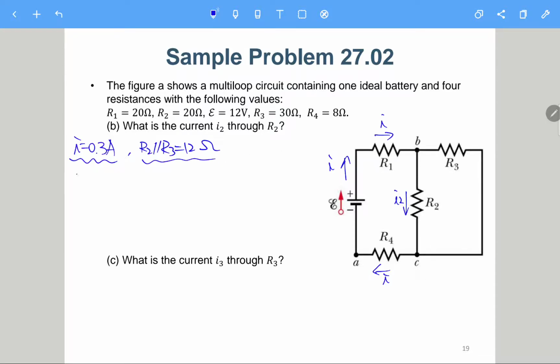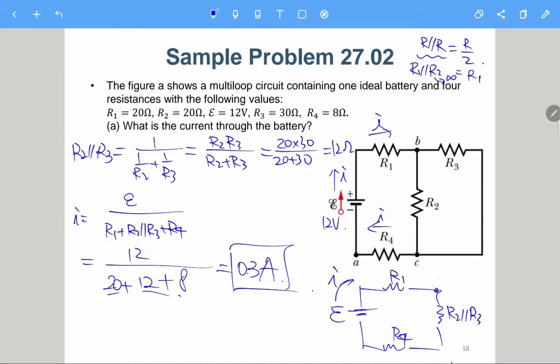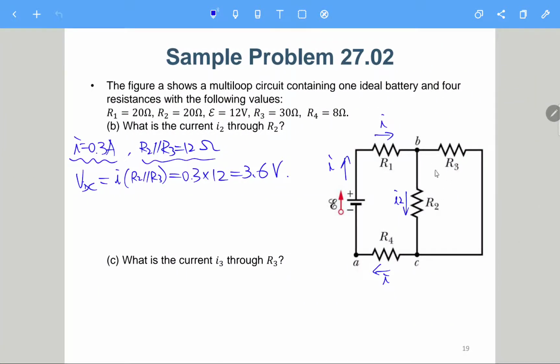So VBC will be nothing but I times R2 parallel R3, which is 0.3 times 12, which is 3.6 volt. Going back to here, this is point B, this is point C, and still this is I, this is I, this is I. So VBC will be I times R2 parallel R3. So we have VBC to be 3.6 volt.